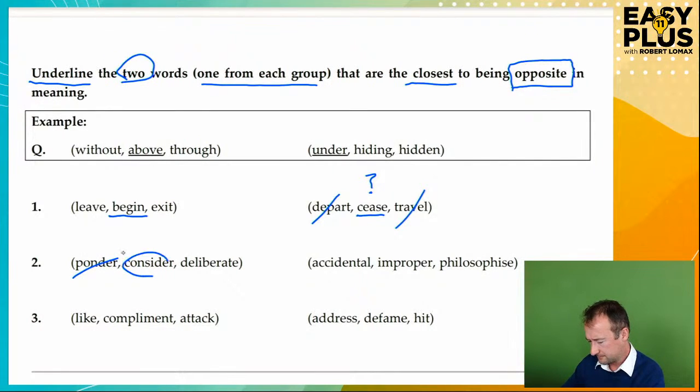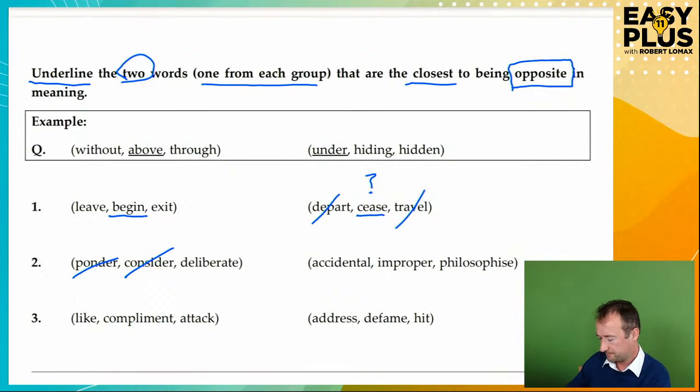Consider. To consider, to accidental. Well, accidental is an adjective. It isn't even a verb. To improper, again, it's an adjective. To philosophize, that's similar to consider. So none of those are like consider. I'm moving a bit faster now because you'll have got the hang of the method I'm showing.